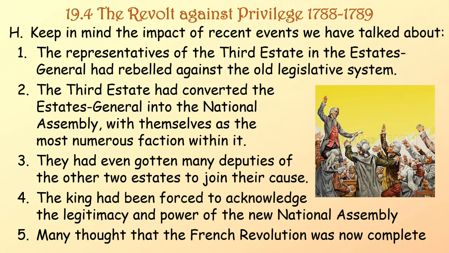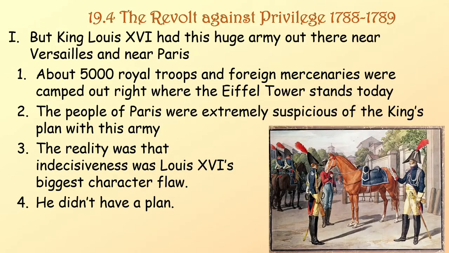Keep in mind the impact of recent events we've talked about. The representatives of the Third Estate in the Estates General had rebelled against the old legislative system. The Third Estate had converted the Estates General into the National Assembly, with themselves as the most numerous faction within it. They had even gotten many deputies of the other two estates to join their cause. The king had been forced to acknowledge the legitimacy and the power of this new National Assembly, and many thought that the French Revolution was now complete.